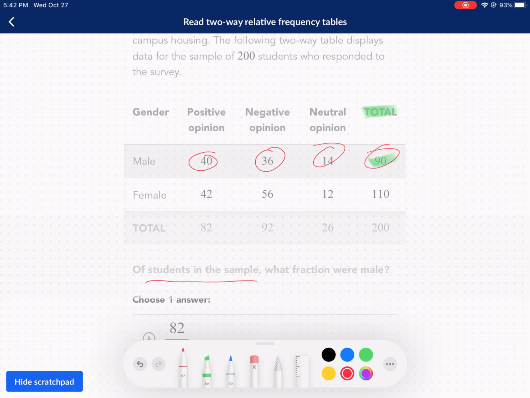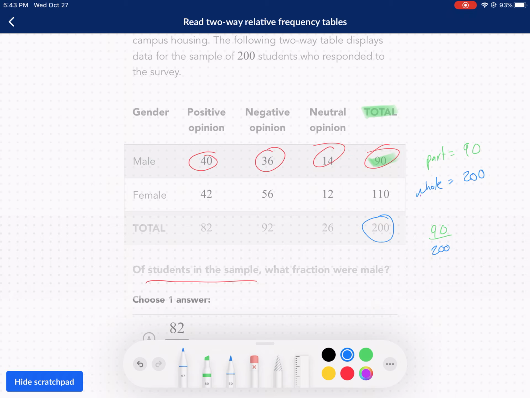That's my part. So my part is the part that I want. The 90 male students, okay? Now, what's my whole? My whole is the total. What's totally available between all these survey participants? 200. So 200 is my whole, my part is 90. So 90 divided by 200 is going to give me my total for that.